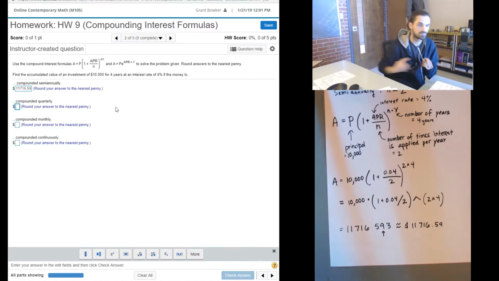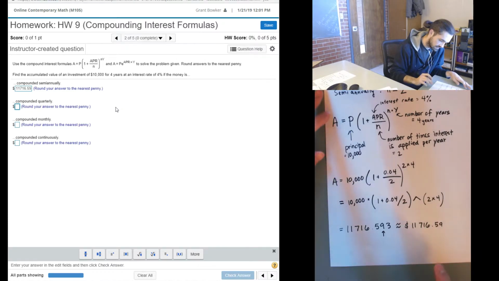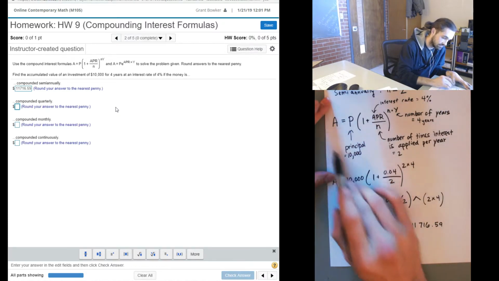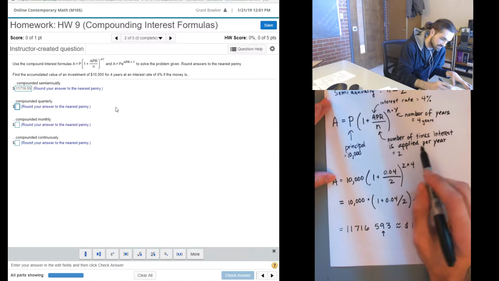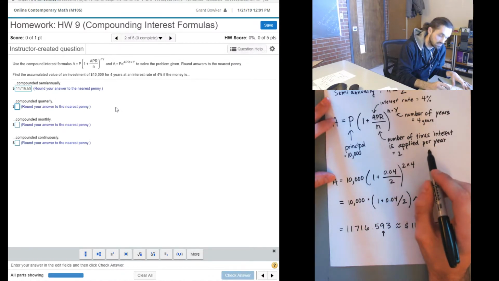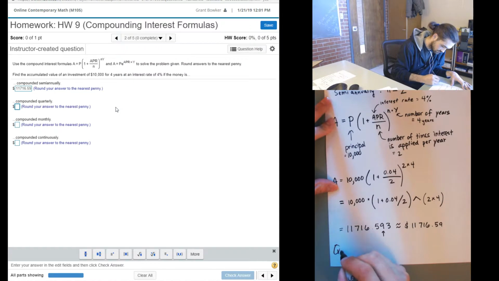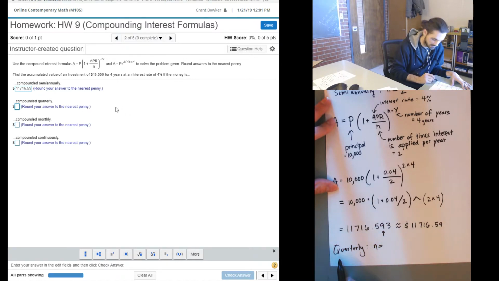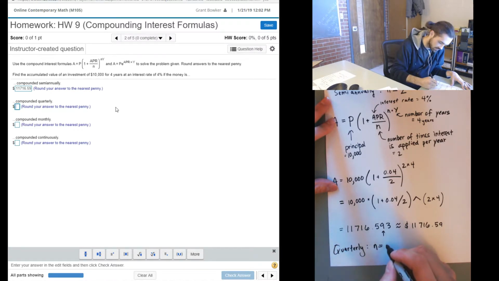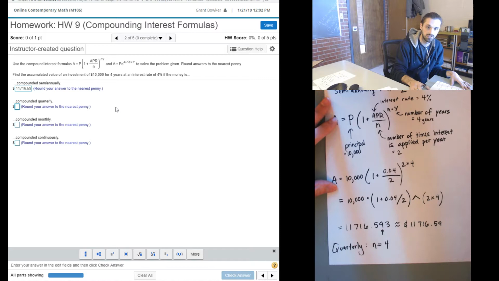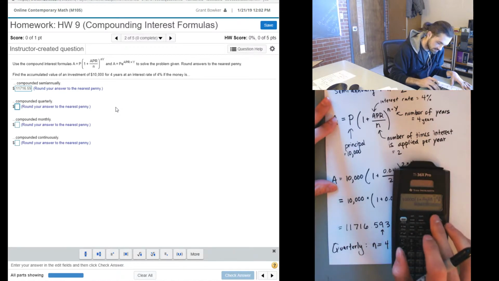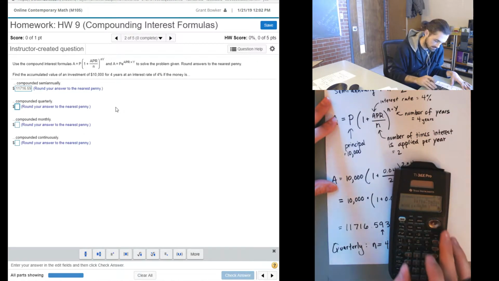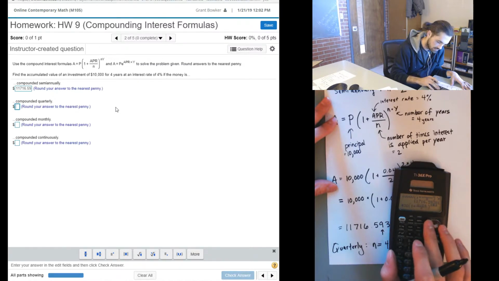Compounded quarterly. So recognize all of this is the same. The only thing that's changing is the number of times that interest is applied. So quarterly would be applied 4 times a year, so that'd be every 3 months. So N is 4. So simply come back to your equation in your calculator and change the 2 into a 4.